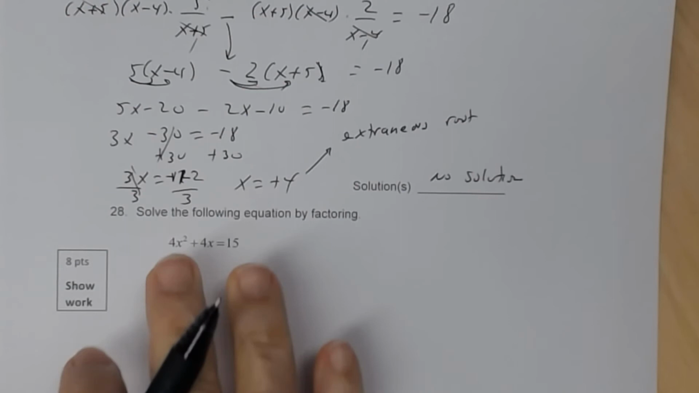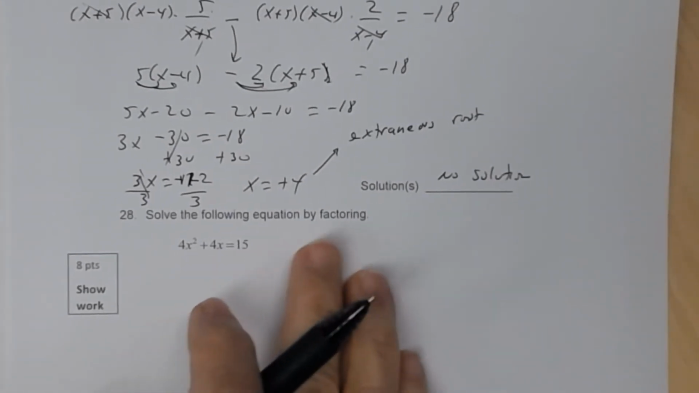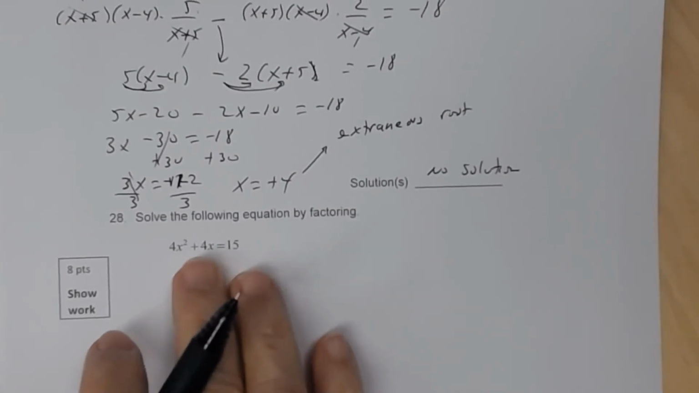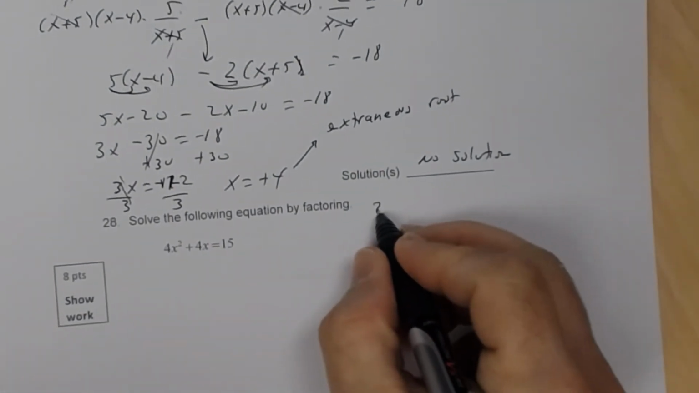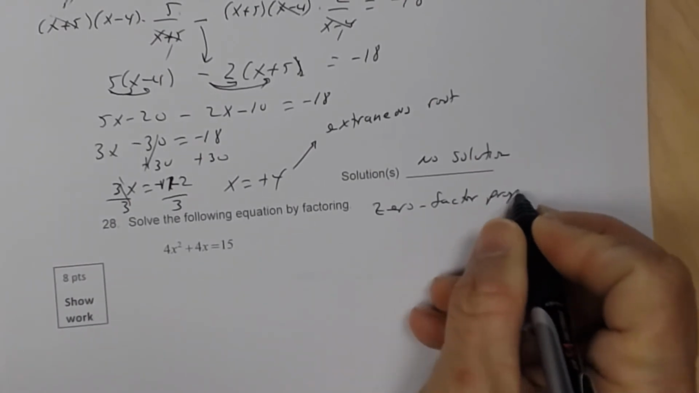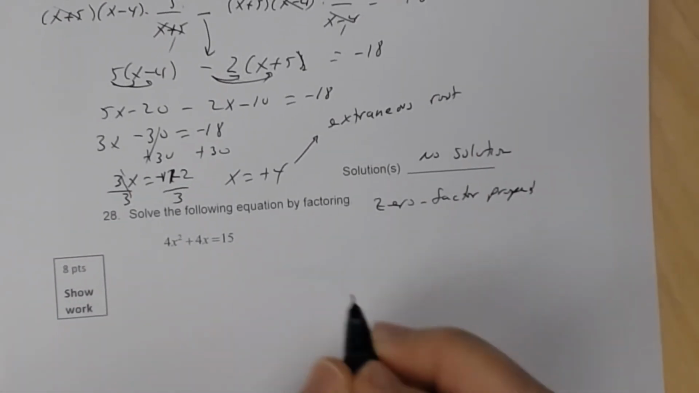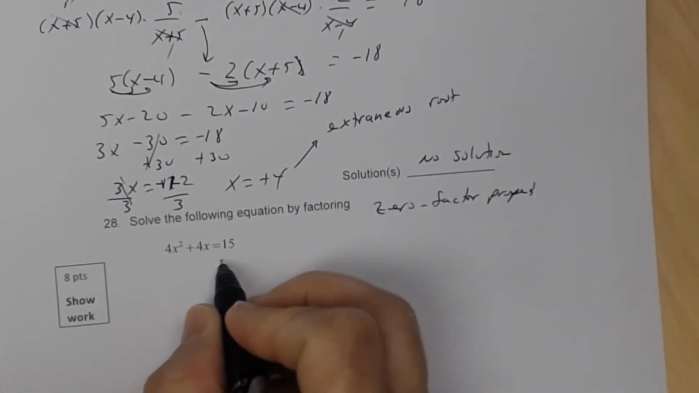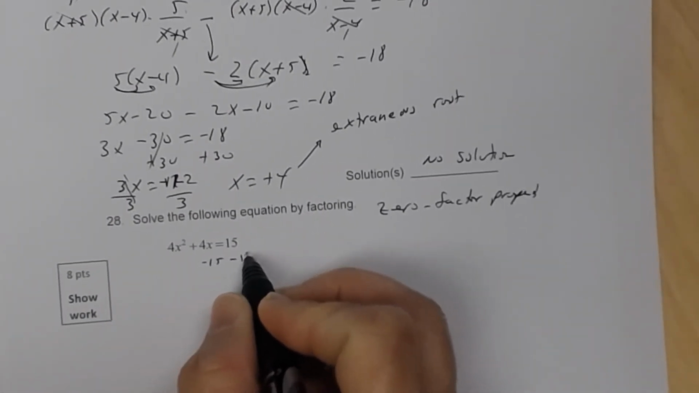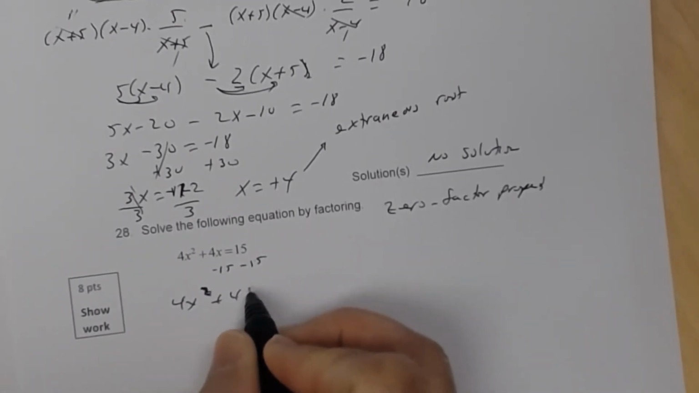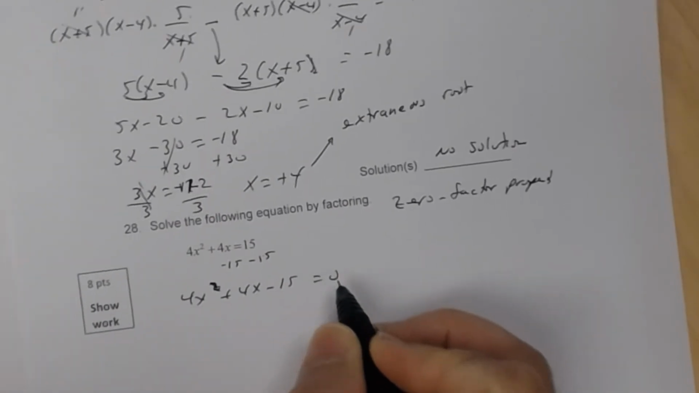Okay. 28, you want to solve this equation by factoring. So notice, though, this is quadratic. And so if I'm going to solve this by factoring, at some point, I'm going to have to use the zero factor property. So meaning that I've got to have 0 on the other side. So when I rewrite this, I'm going to subtract 15 from both sides. So I'm going to get 4x squared plus 4x minus 15 equal 0.